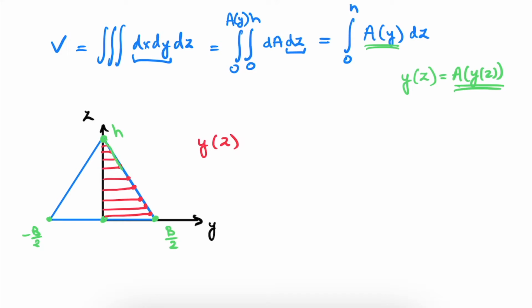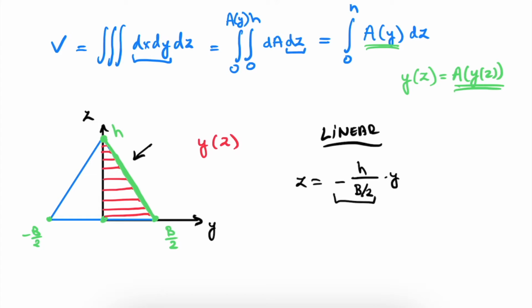Well, we simply see that this is actually represented by this curve right here. And we see that this curve is actually just a linear function, and we know how to get the function prescription of a linear function. So what is the function describing this linear descending curve? Well, we know that z is equal to minus h divided by b over 2 times y. And this term right here is the slope of this curve.